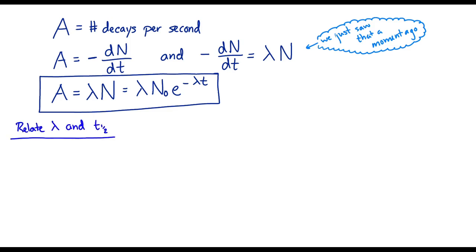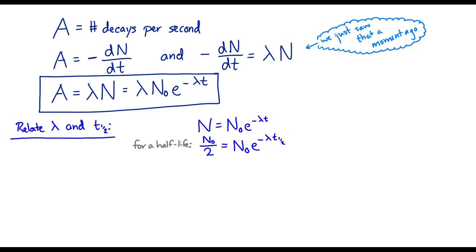Now let's say that we want to relate the decay constant to the half-life. Well, we can do that. Let's write down the equation N equals N0 e to the minus lambda t. If we're talking about after a half-life has passed, the number of nuclei remaining is equal to N0 over 2, right? The number of nuclei at the beginning divided by 2. And I'm going to replace t now with the half-life.